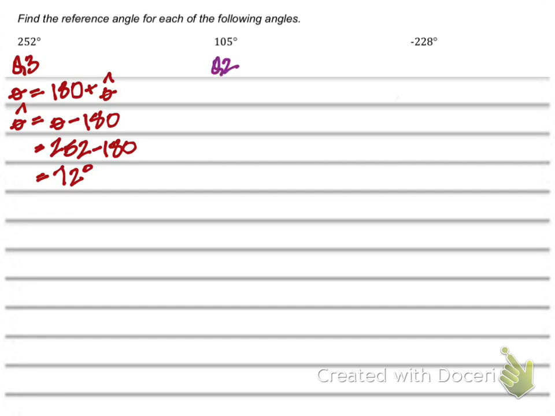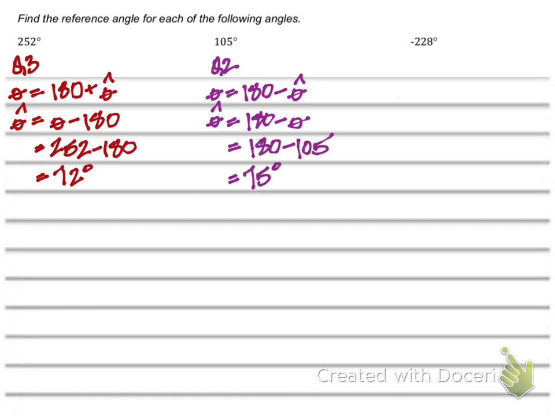For 105, we're in quadrant 2, where theta is 180 minus theta hat. So those 4 formulas for reference angles need to be kind of in your brain. So we can move it around to solve for theta hat, plug in our information, and we get 75 degrees. So 105 degrees is 75 degrees away from 180, right? Because that 180 is the x-axis.